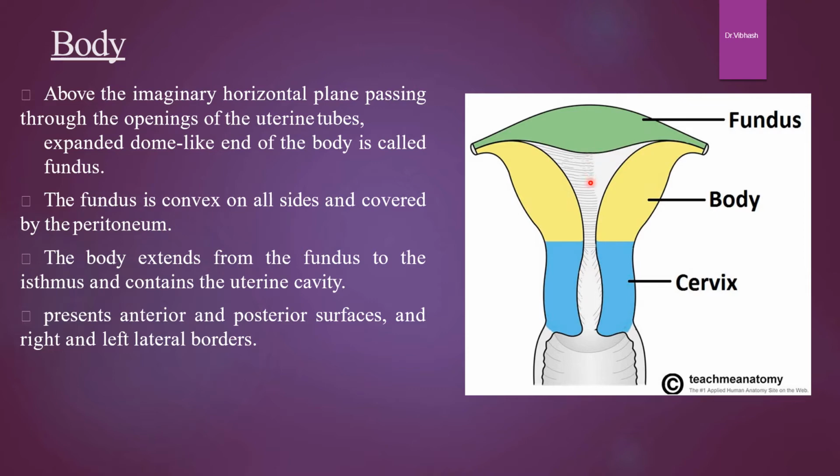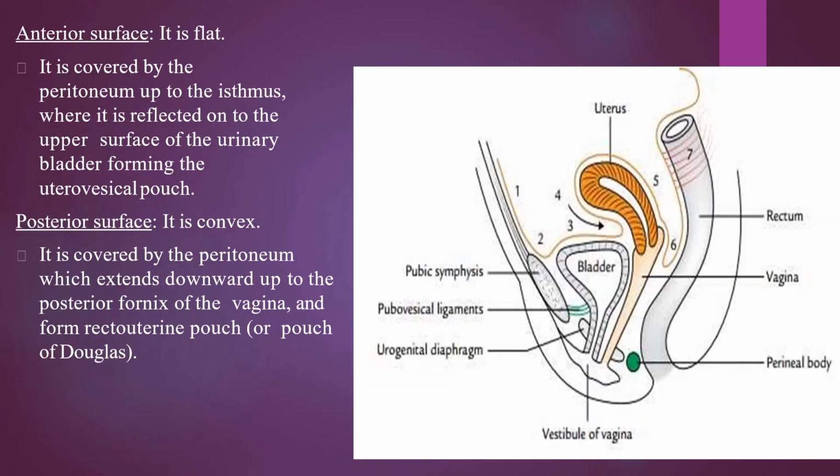The uterine cavity extends from the fundus to the isthmus. This space is called the uterine cavity and it has two surfaces, anterior and posterior, and two borders, right and left lateral. Coming to the anterior surface, it is flat. It is covered by peritoneum up to the isthmus, where it is reflected onto the upper surface of urinary bladder, forming the uterovesical pouch.